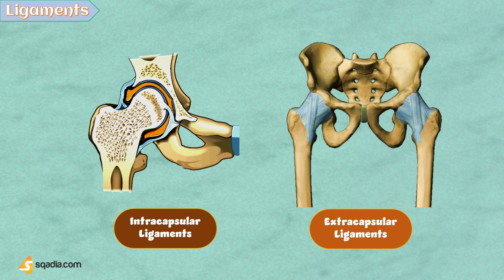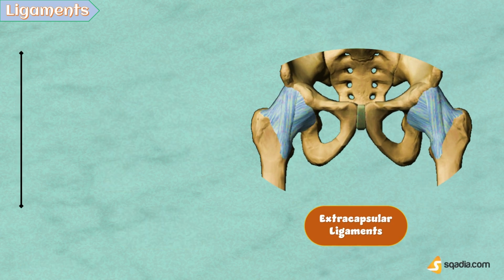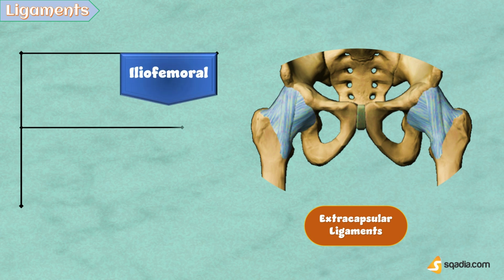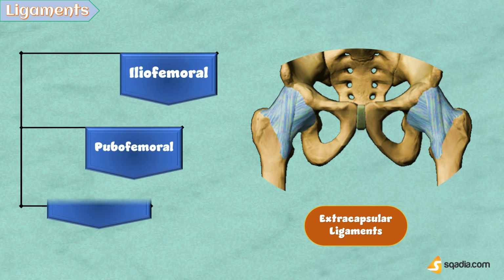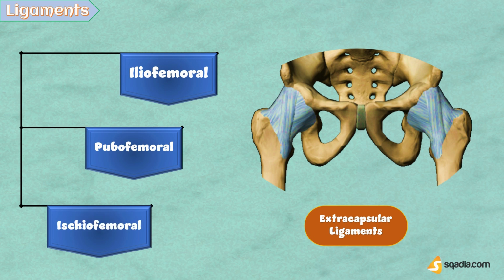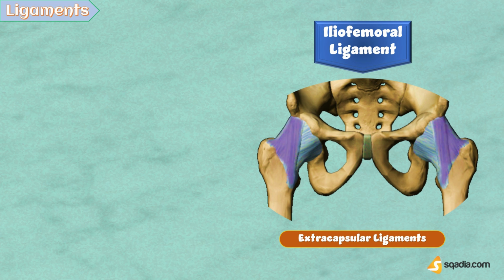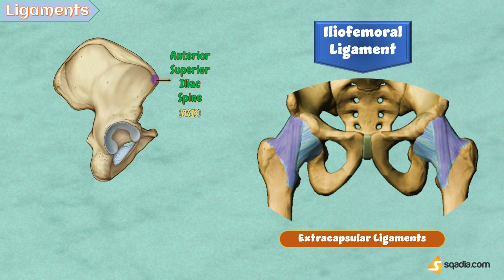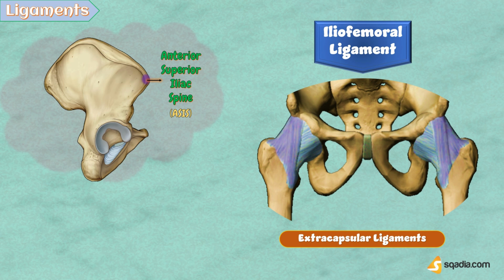Now, onto the extracapsular ligaments. The extracapsular ligaments of the hip joint include the iliofemoral ligament, pubofemoral ligament, and ischiofemoral ligament. These ligaments are continuous with the outer surface of the hip joint capsule. The iliofemoral ligament is the strongest of the three ligaments, and it arises from the anterior inferior iliac spine, a bony projection on the hip bone, before bifurcating and inserting into the intertrochanteric line of the femur, a bony ridge on the thigh bone. It has a Y-shaped appearance and prevents hyperextension of the hip joint.